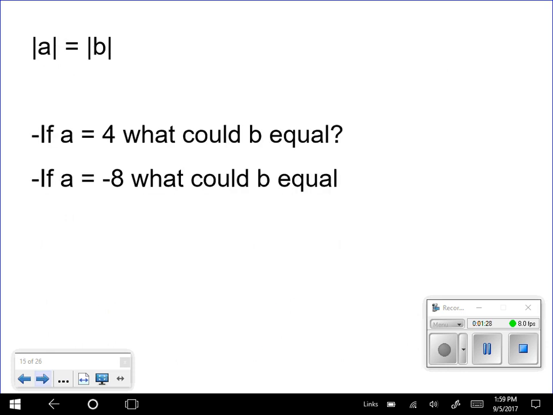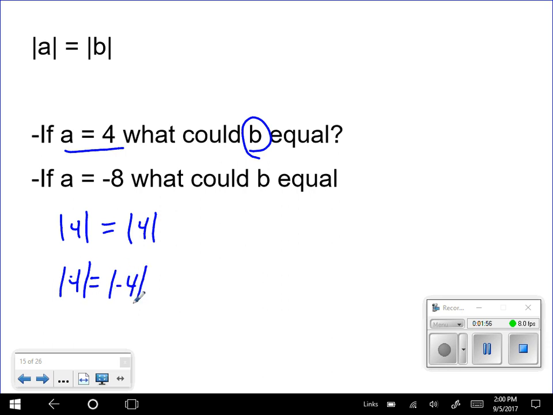So I want you to look at this and think about it a little bit, just to challenge you. If the absolute value of A is equal to the absolute value of B, if A is 4, I want to know what B could equal. If A is 4, we know the absolute value of 4 is 4. So the options for B are either 4 or negative 4, because both of those absolute values would be positive 4. 4 equals 4 and 4 equals 4.